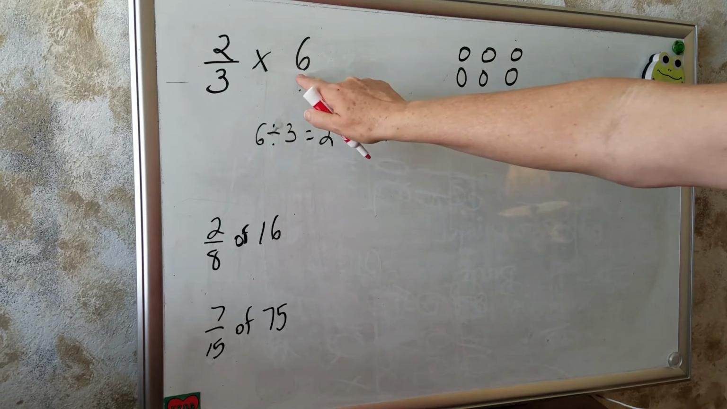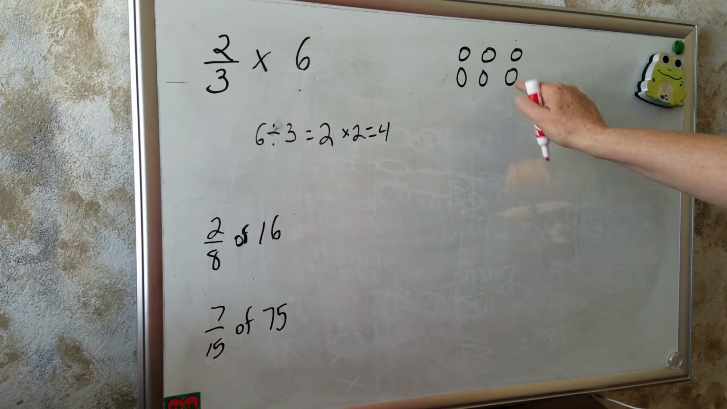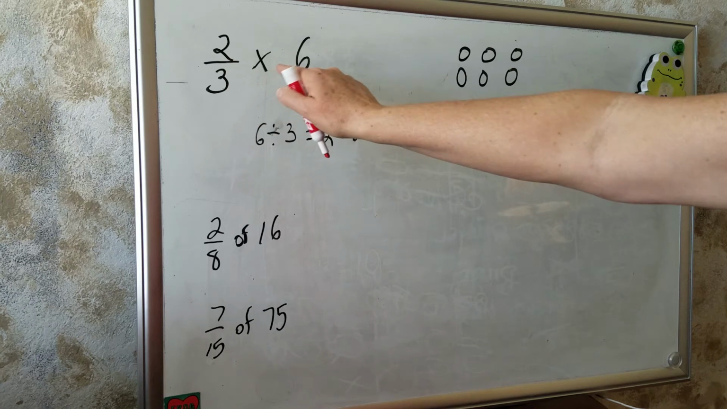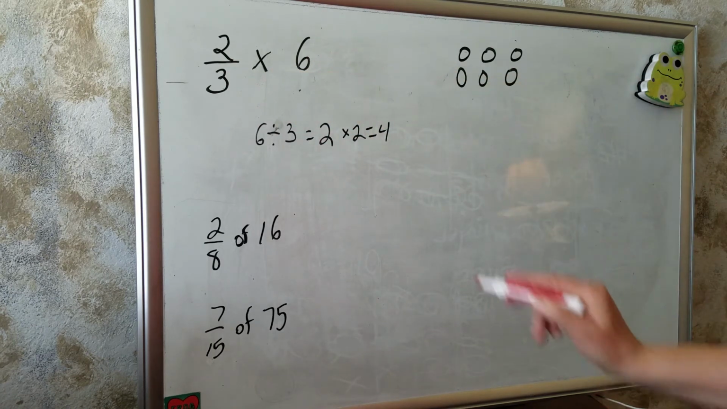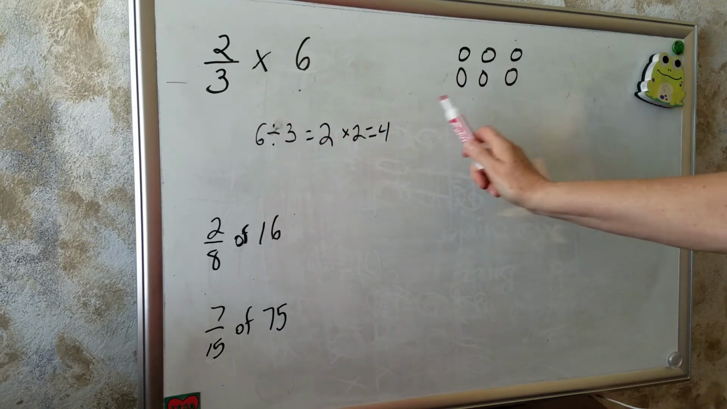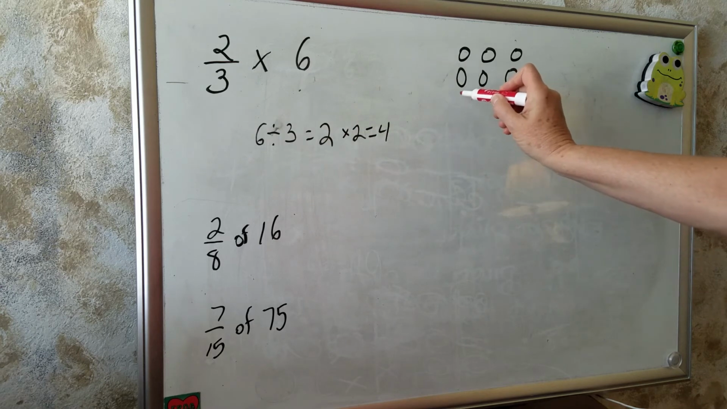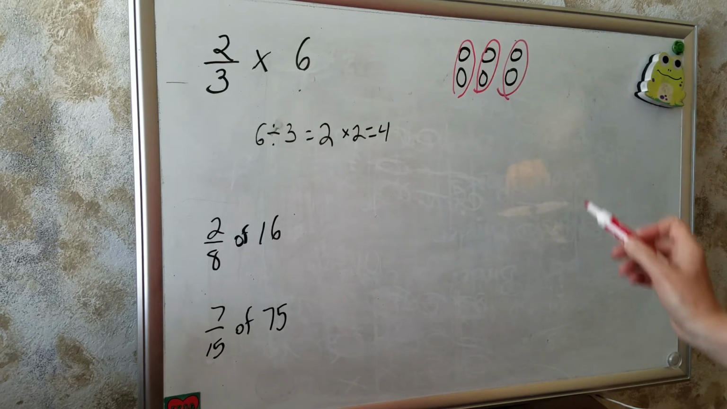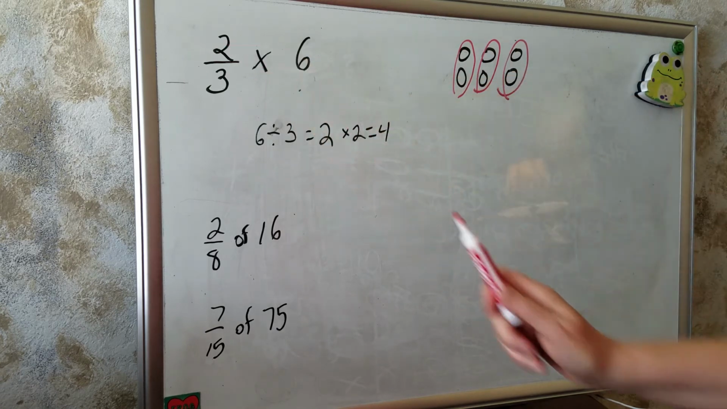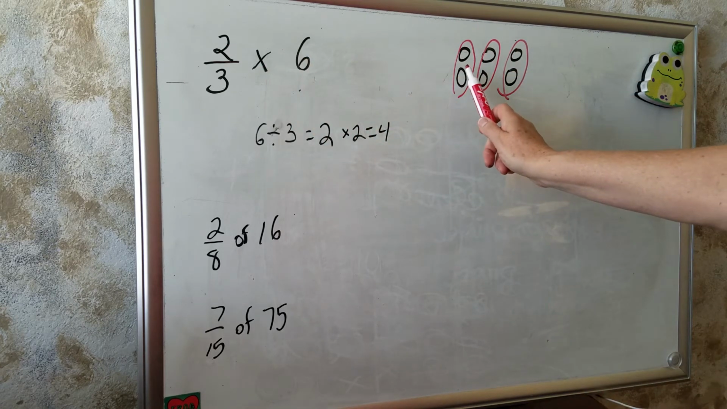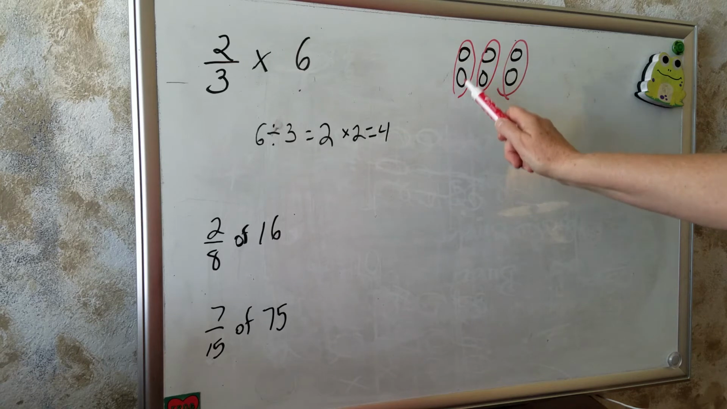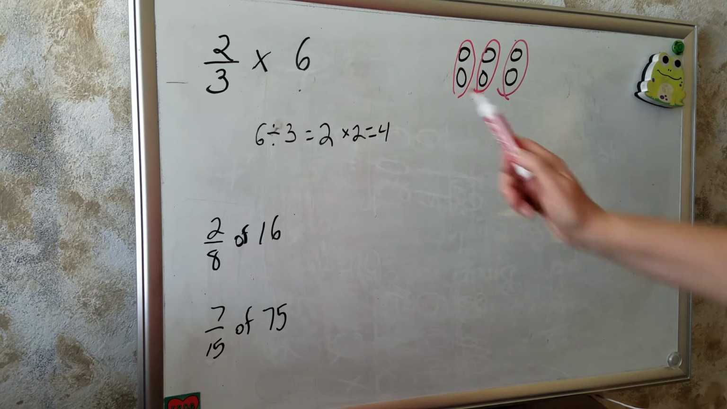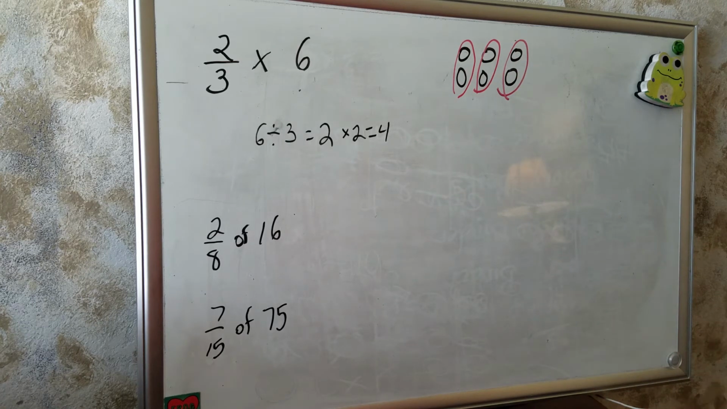Let me show you on a picture what that would look like. I have my 6 items, and I'm interested in finding 2/3 of those 6 items. So if I take my 6 items and I divide them into groups of 3, there are my 3 groups. And I'm concerned with 2 of those groups. So again, I have 2 groups, and you can see I have 4 items in that group. So that's the process that we will generally use.